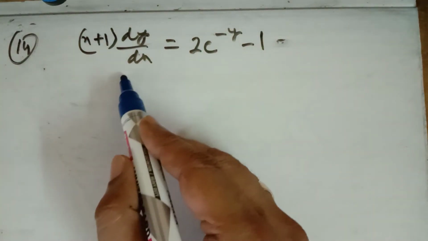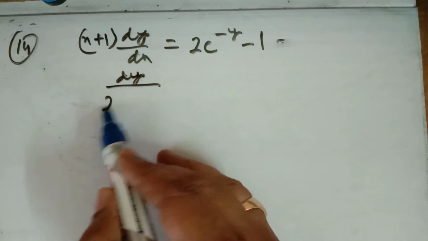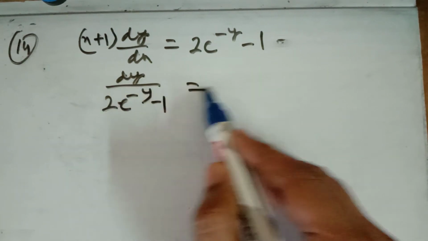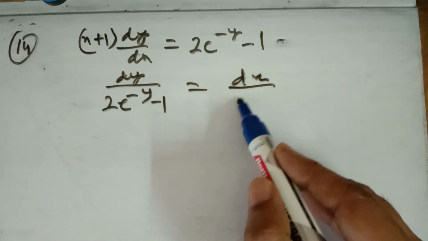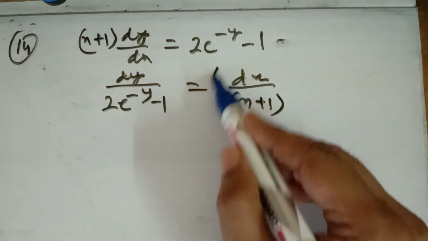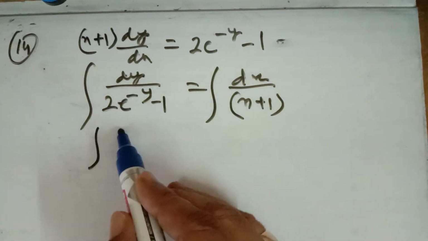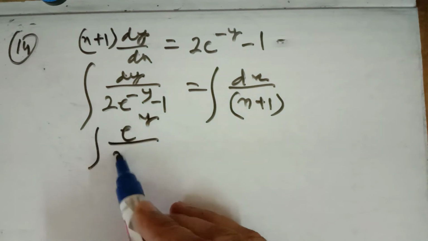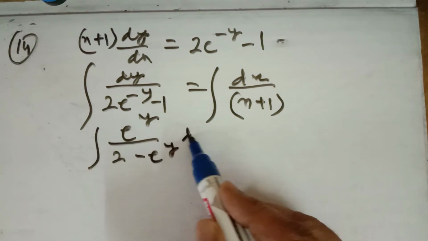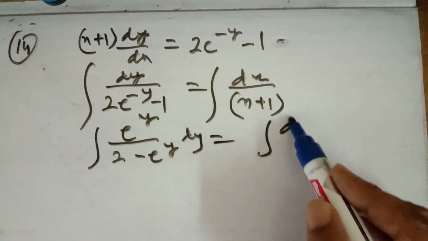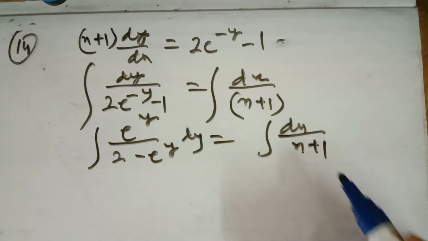Now if you see it very carefully, this is a separable variable differential equation, because all the terms containing x are with dx and all the terms containing y are with dy. You can obtain it easily and take integration on both sides. Now first of all, you simplify the left hand side and simplify 1 upon e to the power y, so it will become e to the power y upon 2 minus e to the power y, with respect to y, equal to dx upon x plus 1.